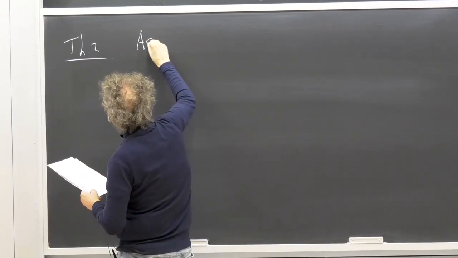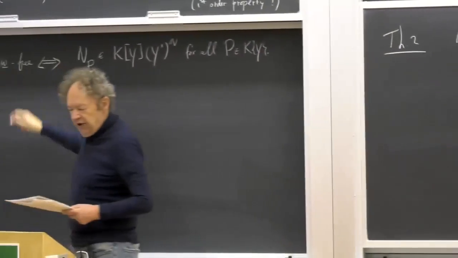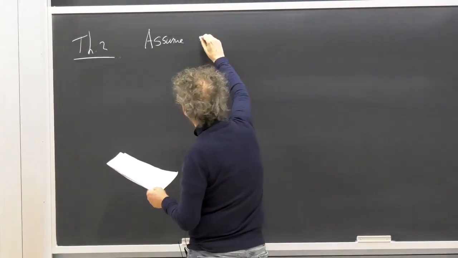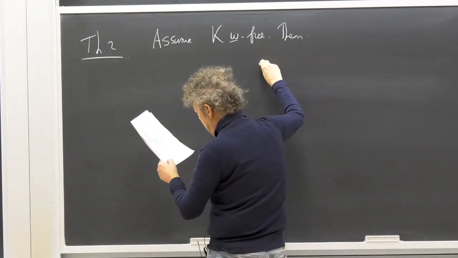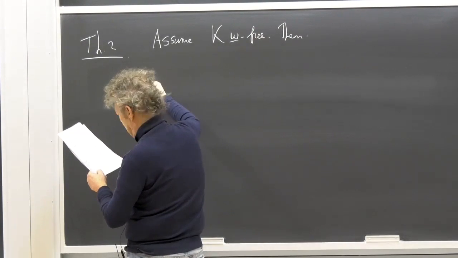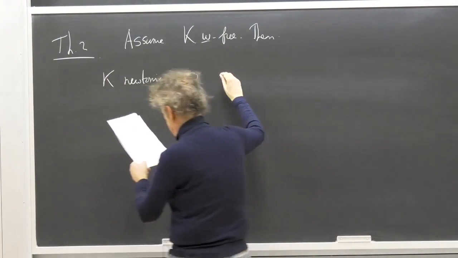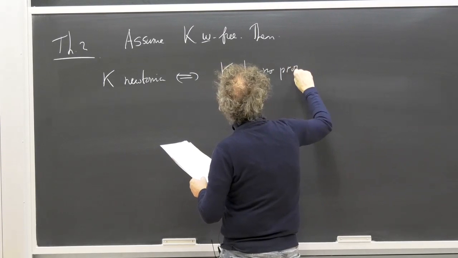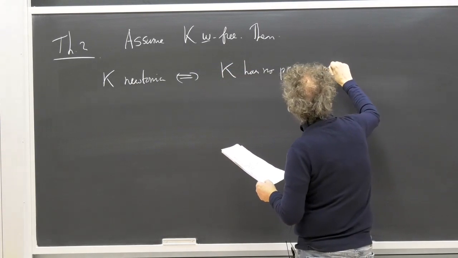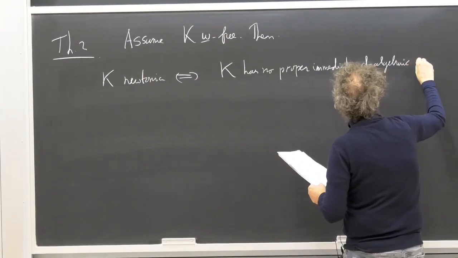Then assume again, it seems that Newtonian is mostly useful in combination with omega-free. Without omega-free, I'm not sure we know much about Newtonianity, but assume K is omega-free. Then K Newtonian is equivalent to: it has no proper immediate d-algebraic H-field extension.